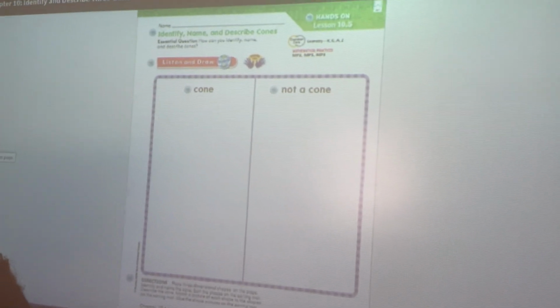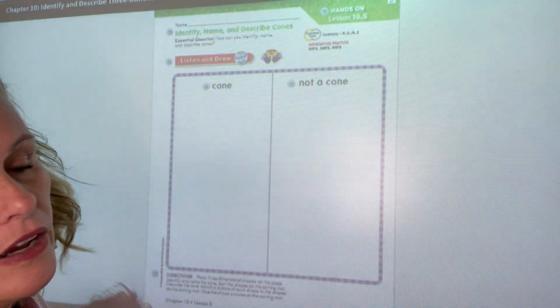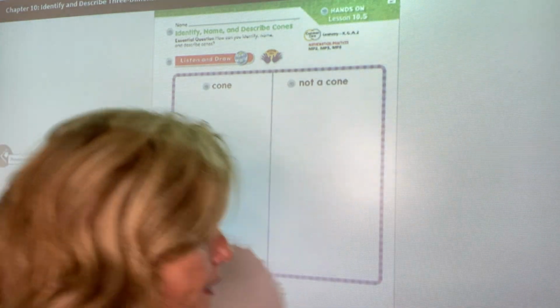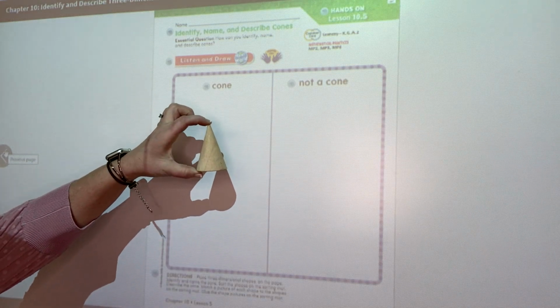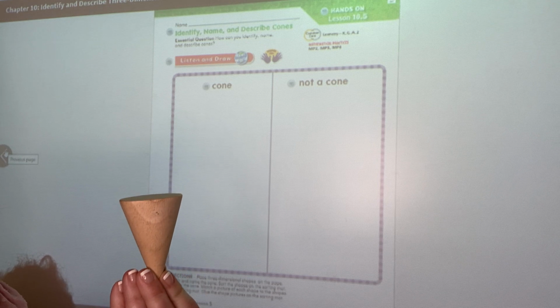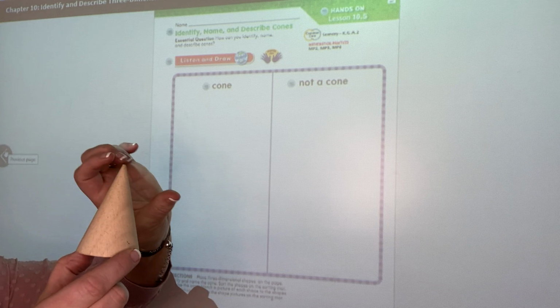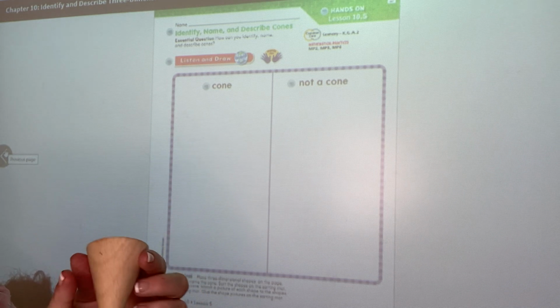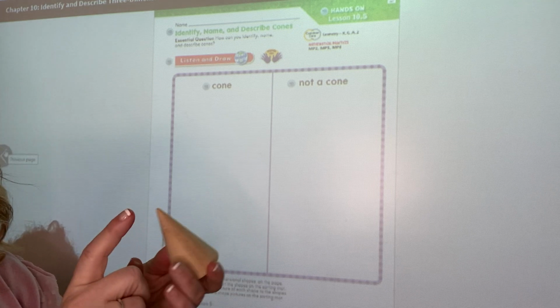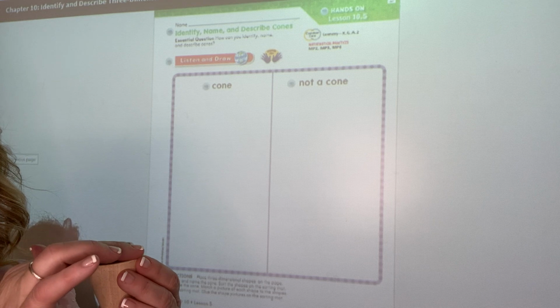We are going to talk about cones today, and if you have shapes, if you were at school, we would be sorting our shapes into cones and not a cone. If you are going to draw a cone, it would look like this. It would look similar to what we like to refer to as an ice cream cone. So it's like a triangle, only it's not flat. It's three-dimensional. It has a curved surface. It has a point or vertex, and it has a flat surface.